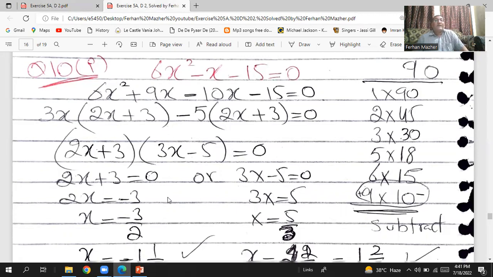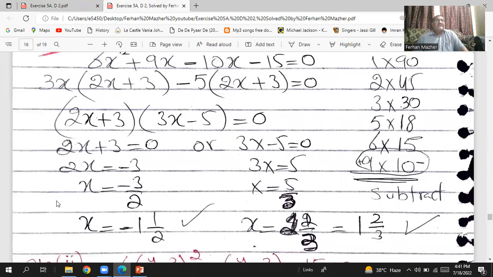So these two brackets, they are multiplying with each other. And the answer is 0. So it means either the first bracket is 0 or the second bracket is 0. So you will have 2x plus 3 equals 0.